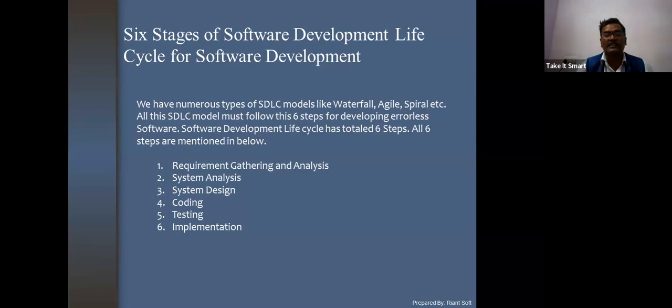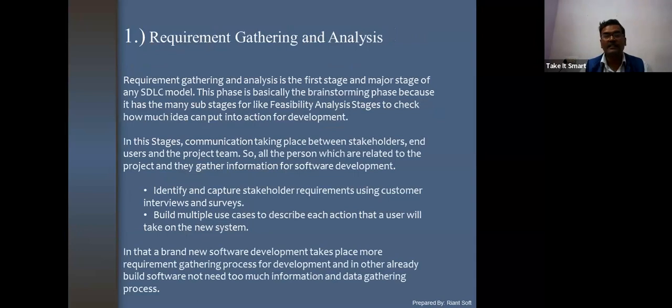So system design: how the design should be. What are the modules? You will divide the software into different modules. How should the structure be? And then coding will start. Once coding is done, testing will start. Once testing is successful, then implementation will start. Fine, guys? Requirement gathering, I already talked a lot about it, and you can read here.